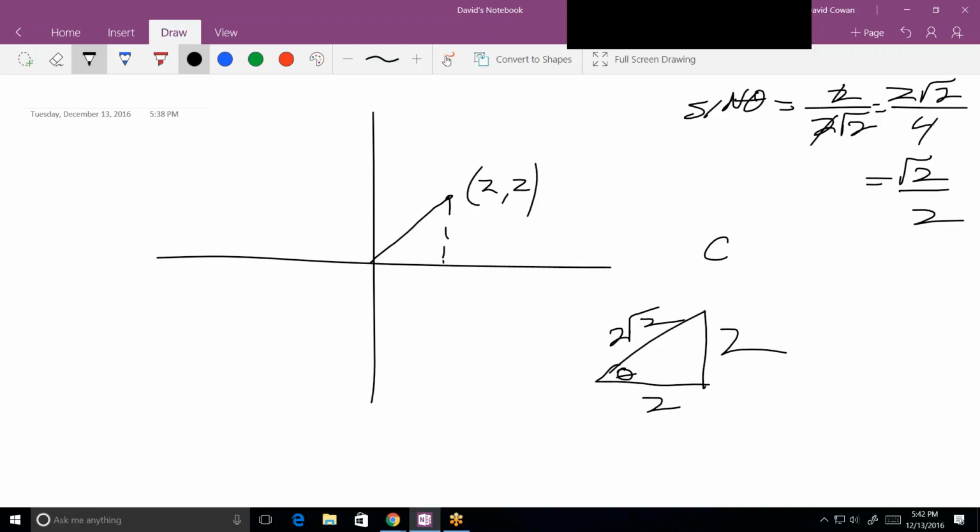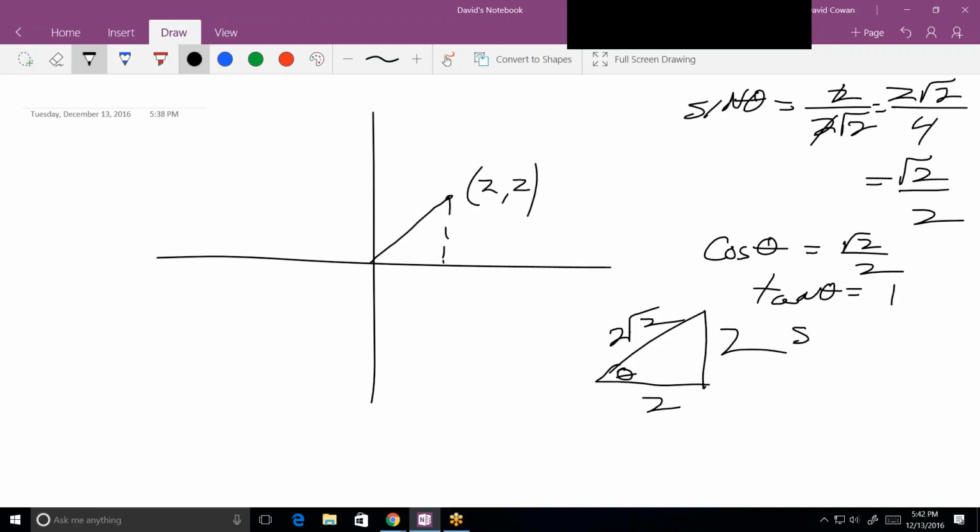What's cosine of theta? Cosine of theta would be 2 over root 2 again? Root 2 over 2 again? Yes, root 2 over 2. In other words, it's the same thing as sine, because this is an isosceles triangle. What's tangent of theta? The tangent would be 1.